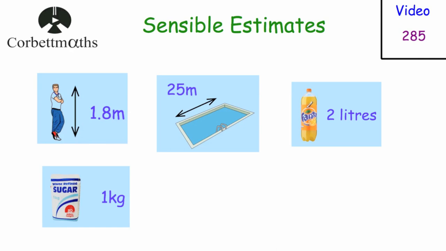A can of fizzy drink might be 330 milliliters. Things like that might help you estimate the capacities of different objects. So in terms of the mass of objects, well, a bag of sugar is 1 kilogram. I've got some weights as well, so I know a 10 kilogram dumbbell, a 20 kilogram dumbbell, and so on, 30, 40, 50 kilogram dumbbells, of course. So in terms of sensible estimates, they are everyday items which might be useful for you.